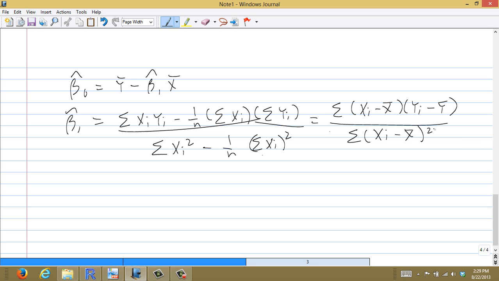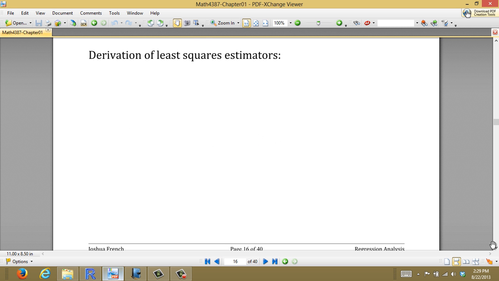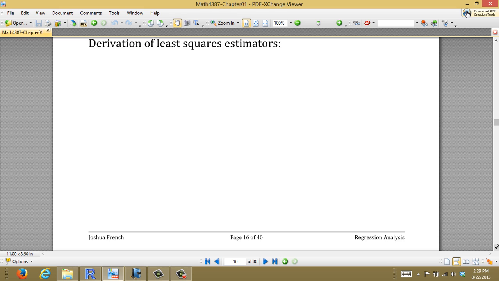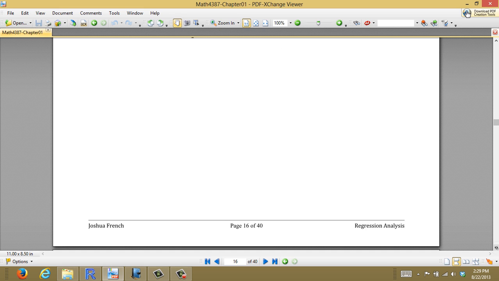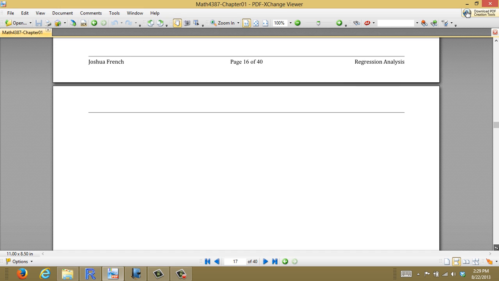So I'm not going to derive this last little bit right here, but you can in fact do it. And so those are the least squares estimators of beta naught and beta 1. So those are the values that you want to use if you want to find the values of beta naught and beta 1 that minimize the least squares error criterion. So let's just jump down a little bit.